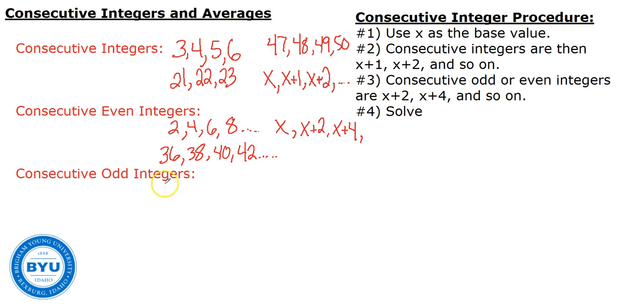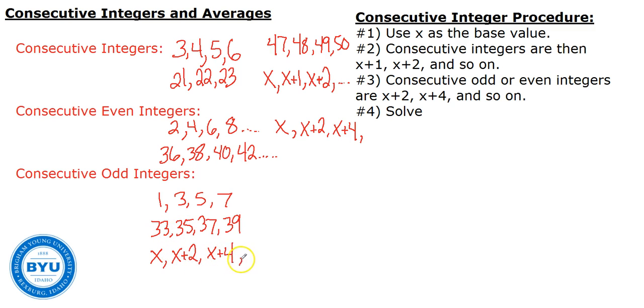Same thing actually happens with odd integers. Odd integers starting with 1 would be 1, 3, 5, 7. Or we could start at 33 and it would be 35, 37, 39. If we started with x, to get to the next one, you'd have to add 2 to get to the next one. So it would be x plus 2, x plus 4, x plus 6, and so on.